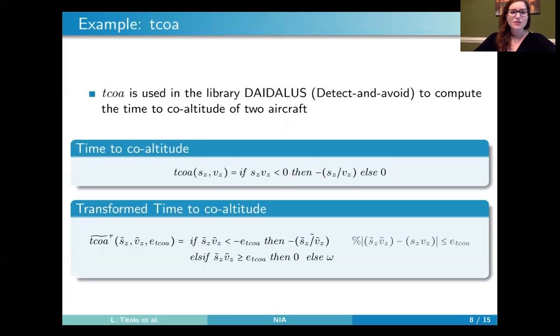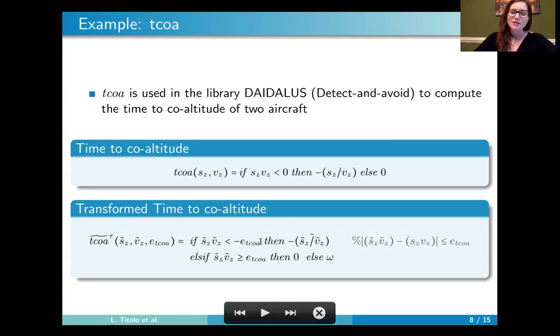So this is a function called TCOA, which is used in the detect and avoid library DAIDALUS developed at NASA. And this function is able to compute the time to coaltitude of two aircraft, so when they are going to be at the same altitude. So given this real number specification, we can apply tau and get the transformed implementation. So here we will have ETCOA, which is the over-approximation of the error of SC * BC.